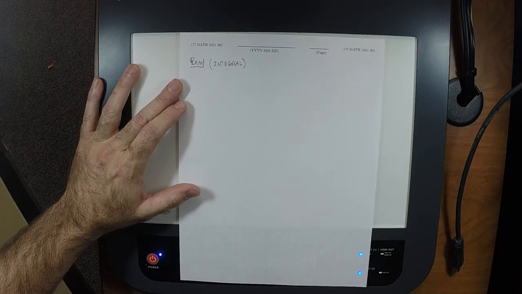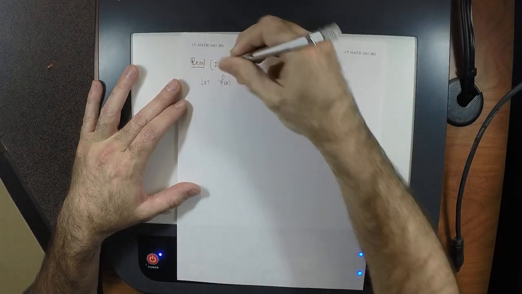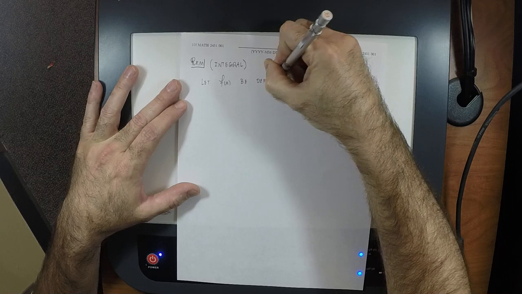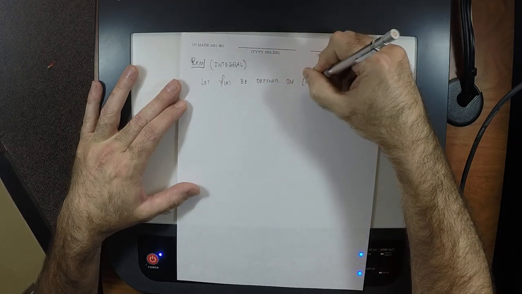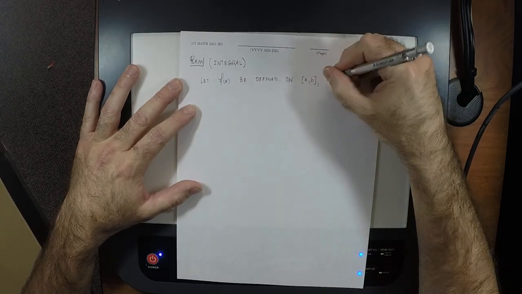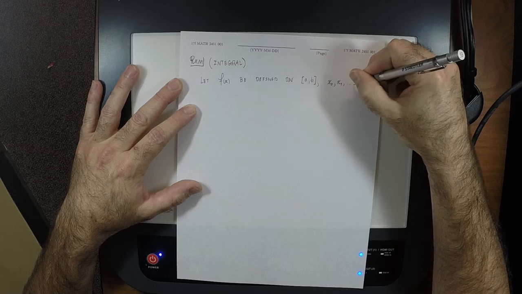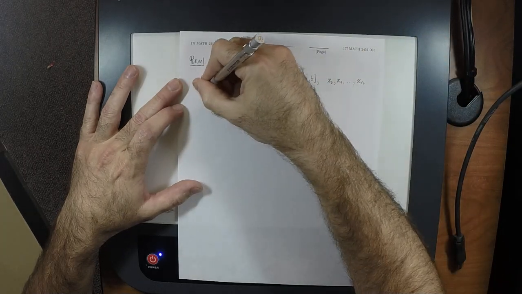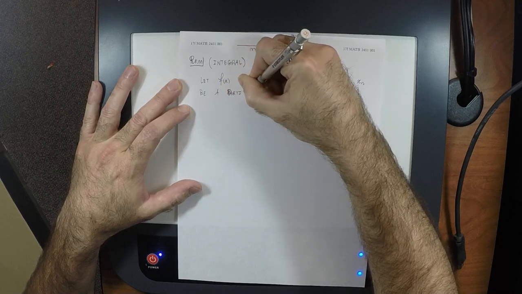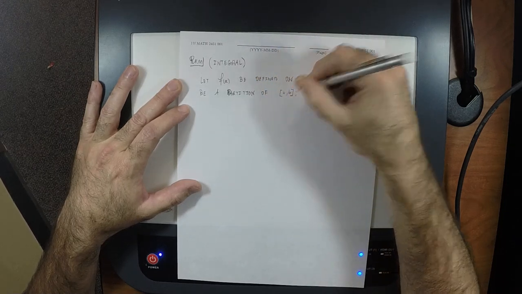Okay, so we're going to say let f of x be defined on some interval a to b. Okay, and let x zero, x one, dot, dot, dot, to xn be a partition of AB.